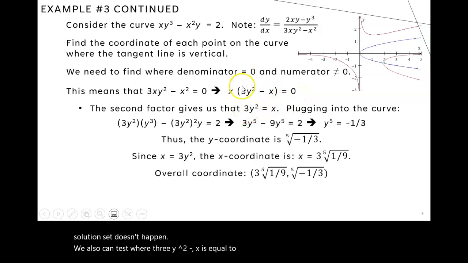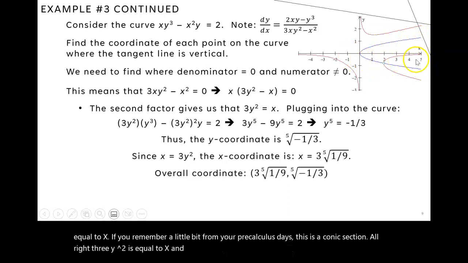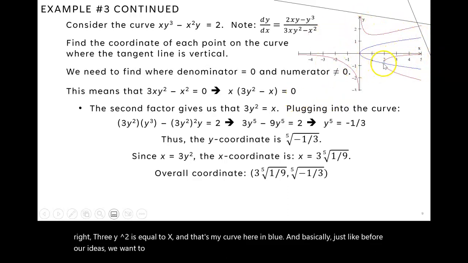So that basically gives us that 3y squared is equal to x. If you remember a little bit from your pre-calculus days, this is a conic section. All right, 3y squared is equal to x. And that's my curve here in blue. And basically, just like before, our idea is we want to find where that blue curve intersects the red curve, because as you can see, where they intersect, we're going to have a vertical tangent.